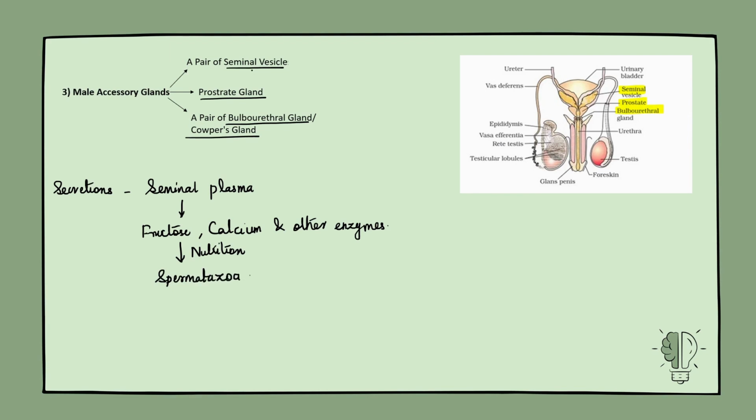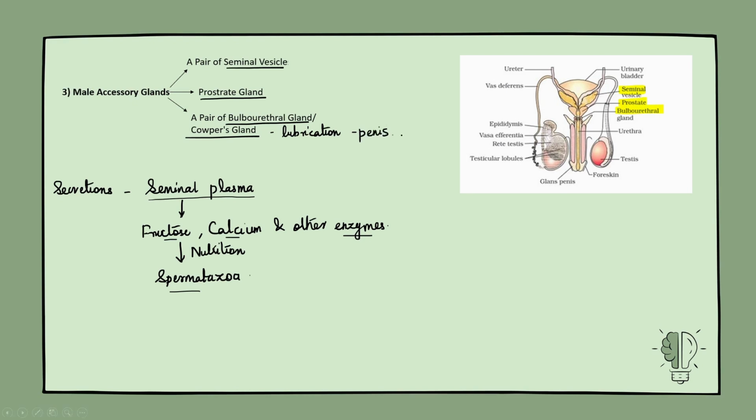All right, so the secretions from the glands, that is the seminal vesicle, prostate gland, and bulbourethral or Cowper's gland, are called the seminal plasma, which contains fructose, calcium, and other enzymes. And these provide nutrition to the developing spermatozoa. And the secretions from the bulbourethral gland help in the lubrication of the penis.